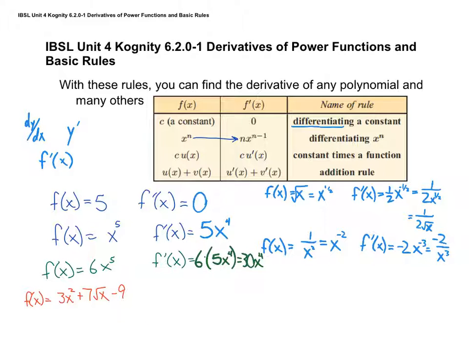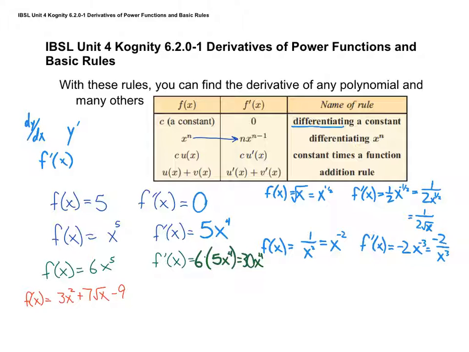Okay? So finally, we have the addition rule, and this is really where we're going to be able to apply all three of the rules we just learned to be able to handle any kind of polynomial, and even some things that aren't polynomials. The addition rule says that if you have two functions added together, you can simply take the derivative of each one separately and add those together.